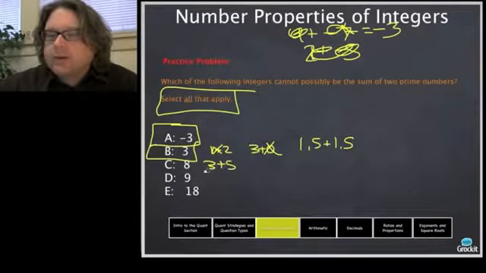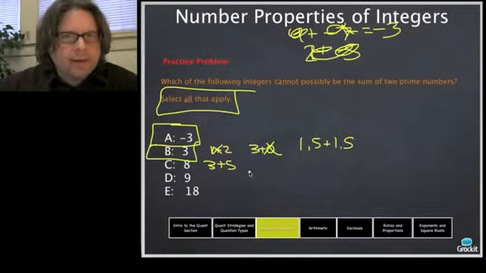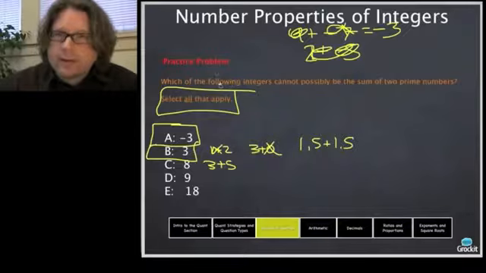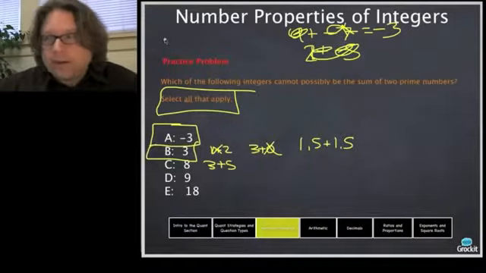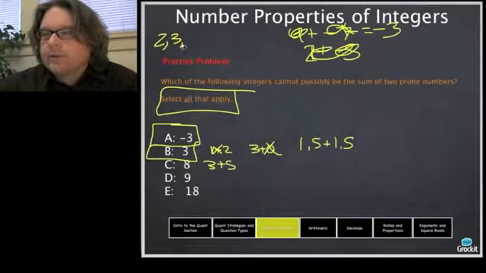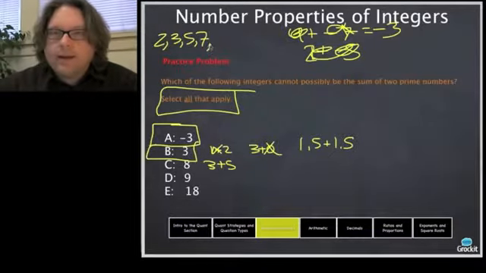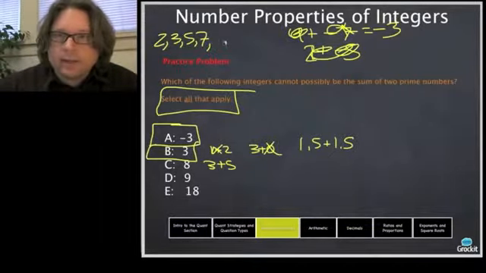8 could be 3 plus 5. 3 and 5 are both prime numbers. It may help you when you have a prime question, if you're not as comfortable with primes, to memorize the first few prime numbers and then write them down. So the first few prime numbers: 2, 3, 5, 7, not 9, because 9 could also be 3 times 3.